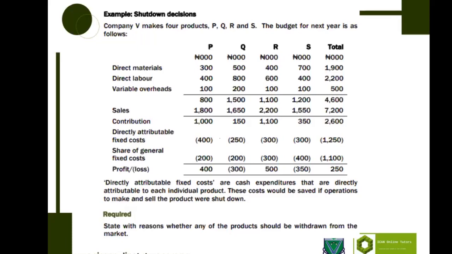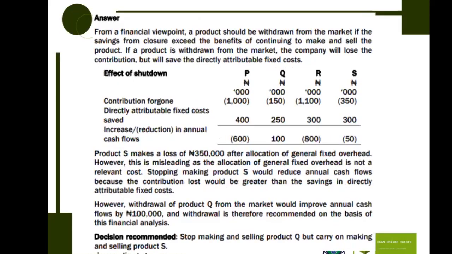We said directly attributable fixed costs are cash expenditure that are directly attributable to each individual product. These costs will be saved if operations to make and sell the products were shut down. So, required: state with reasons whether any of the products should be withdrawn from the market. If we say product Q should be withdrawn, we have to give reasons why it should be.